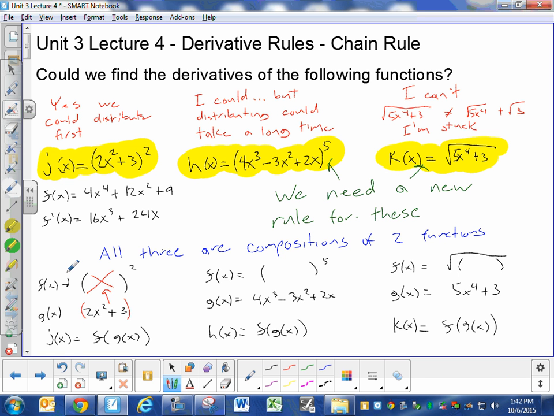Okay? So we need a new rule. Here's how we understand these compositions of functions. We have this thing to the fifth power, or f of x. The outside function is this x to the fifth power. And then we have the stuff on the inside. We're going to call the f of x's here the outside functions, and the g of x the inside functions.